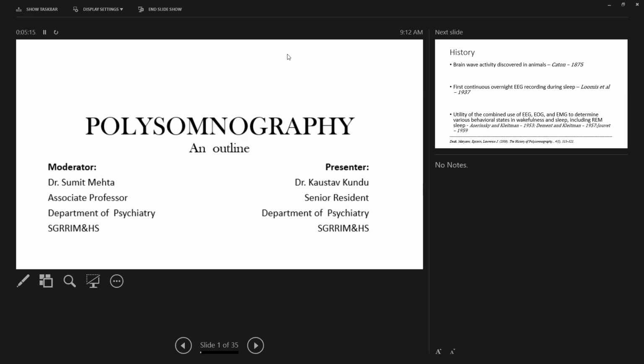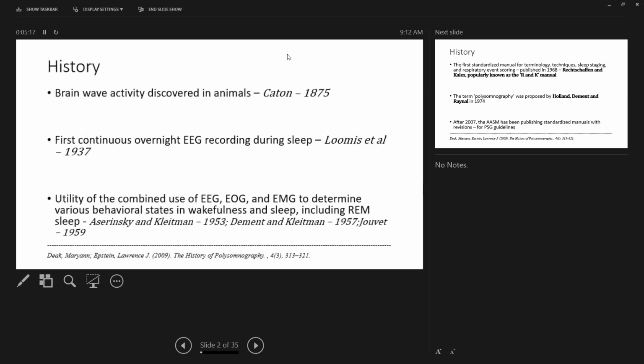So considering the history of polysomnography, as we all know, Caton had discovered brainwave activity in primates, in around 1875, he used live primates for this. Loomis had discovered the first continuous overnight EEG in 1937, and the combined use of electroencephalogram, electrooculogram, and electromyogram to determine the various behavioral states in different stages of sleep and wakefulness has been credited to Kleitman, Aserinsky, and Dement.